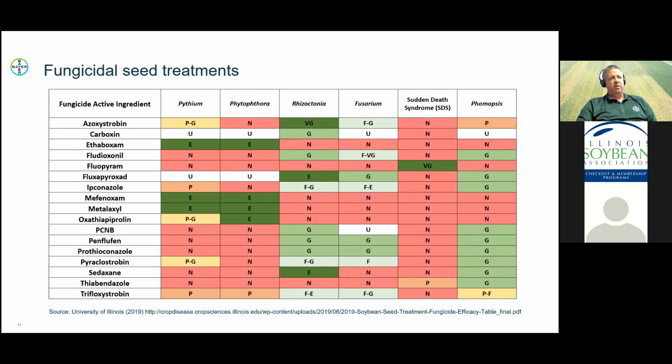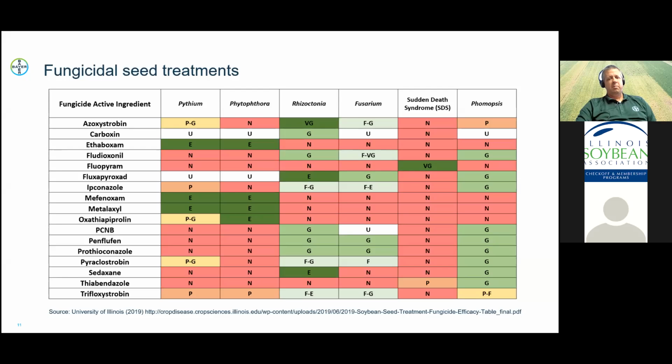Obviously, there's a handful that work well on Pythium. There's a handful that work well on Phytophthora. Most of them work pretty well on Rhizoctonia. SDS, we just have a couple of active ingredients that really work for that. And so in order to have a well-balanced control of all the diseases, we need to have multiple active ingredients in the seed treatment.